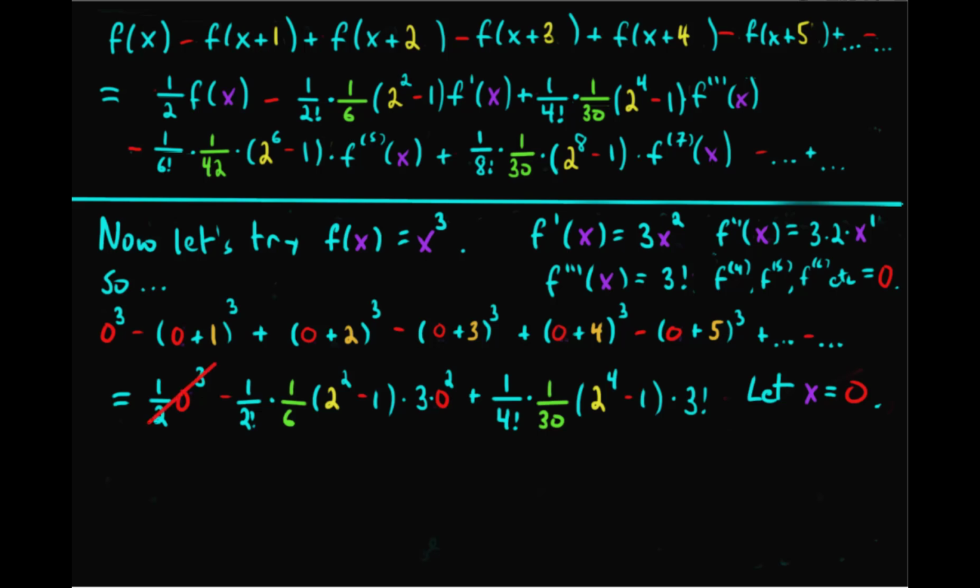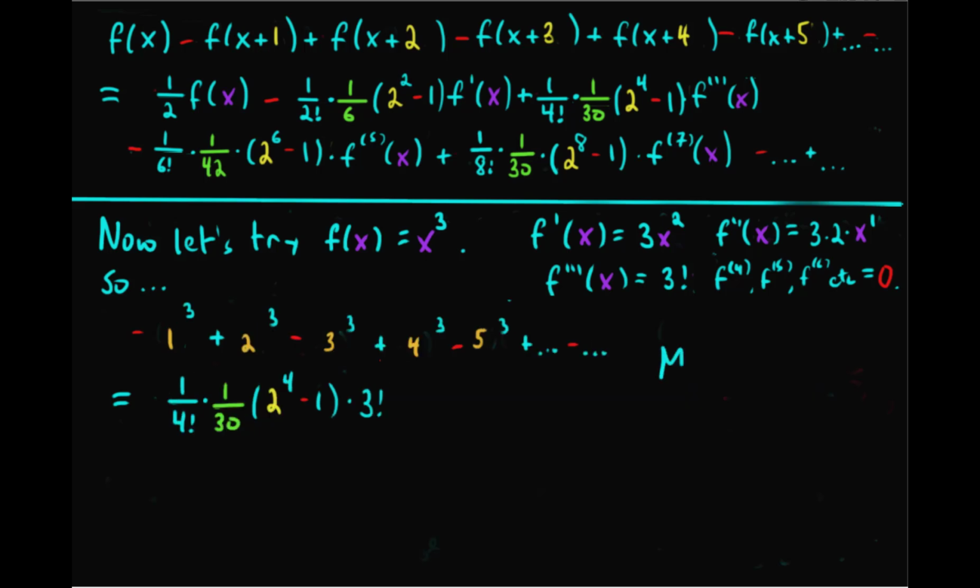And now those first two terms on the right-hand side cancel out because they multiply 0. And the only term that actually survives cancellation on the right-hand side is this expression: 1 over 4 factorial times 1 over 30 times 2 to the 4th minus 1 times 3 factorial. So now we know what to do.